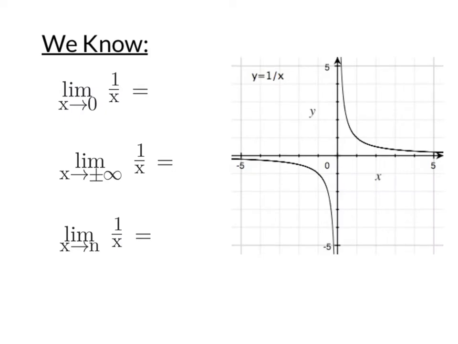In general, when we're dealing with a fraction like the reciprocal function 1/x, we know quite a few limits about it. For instance, the limit as x approaches 0 of 1/x. We know that if we approach 0 from the left, we expect negative infinity, and if we approach 0 from the right, we expect positive infinity. That means that the limit as x approaches 0 does not exist.